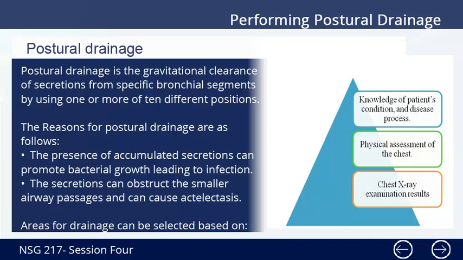The reasons for postural drainage are as follows. The presence of accumulated secretions can promote bacterial growth, leading to infection. Also, the secretions can obstruct the smaller airway passages and can cause atelectasis. Areas for drainage can be selected based on, as illustrated in the diagram below, chest X-ray examination results, physical assessment of the chest, and knowledge of the patient's condition and disease process.